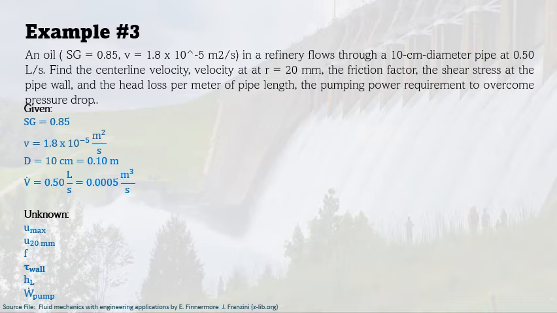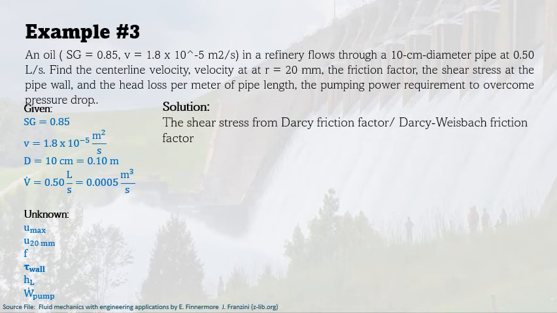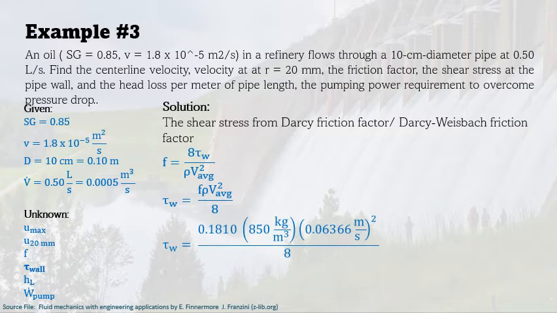For the shear stress at the wall, we can use the formula 8 multiplied by the shear stress of the wall divided by rho and multiplied by the square of the average velocity. So rearranging this formula, we can get the shear stress at the pipe wall. Since we already know the value of those quantities, we can substitute them and get the shear stress at the pipe wall. So the shear stress at the pipe wall would be 0.0779 Newton per meter squared.